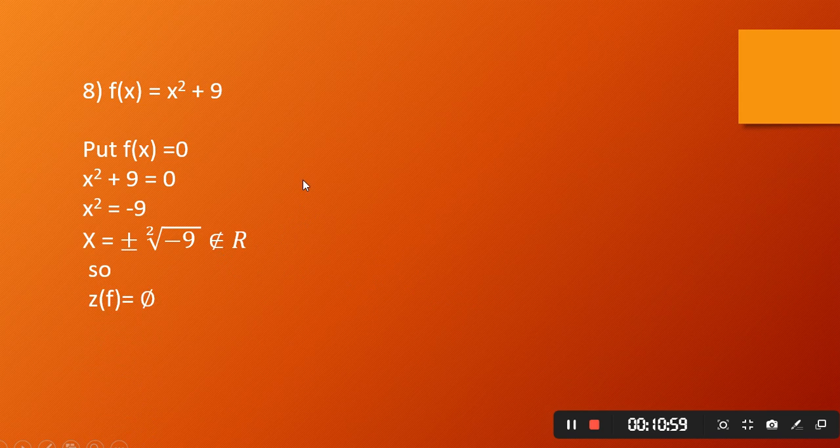So, let's summarize what we studied today. The set of zeros of any function means the values of the variable that make the function equal to zero. First step, put the function equal to zero and find the value of x by using factorization if I have a trinomial, or we use the equation steps. And the last step is to write z of f equals the set of the values for this variable.